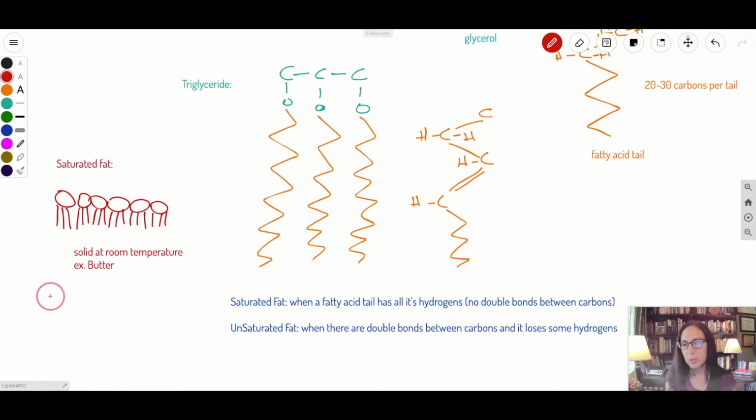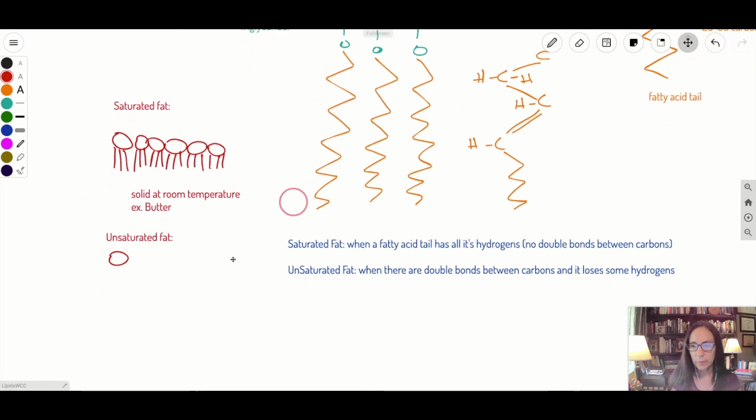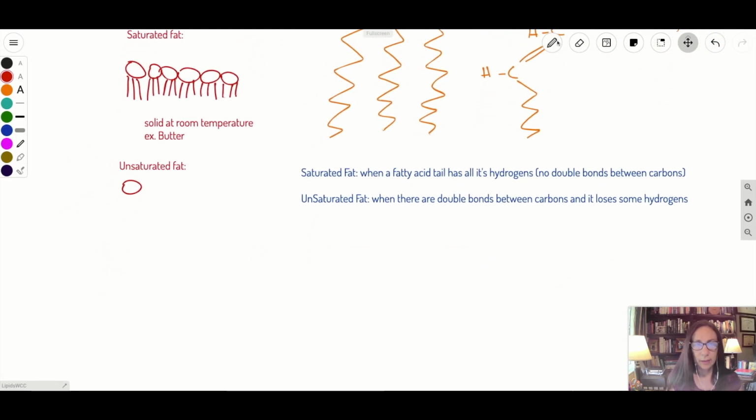Okay, so the other one is unsaturated fat. And these look like this. So we have the glycerol head, and then we have legs. Let me move this over so we can see. And then we've got these legs that actually kick up because of that double bond. When that double bond is created, it changes the shape of the leg so that it moves up. So now there's a kink in the fatty acid tail.